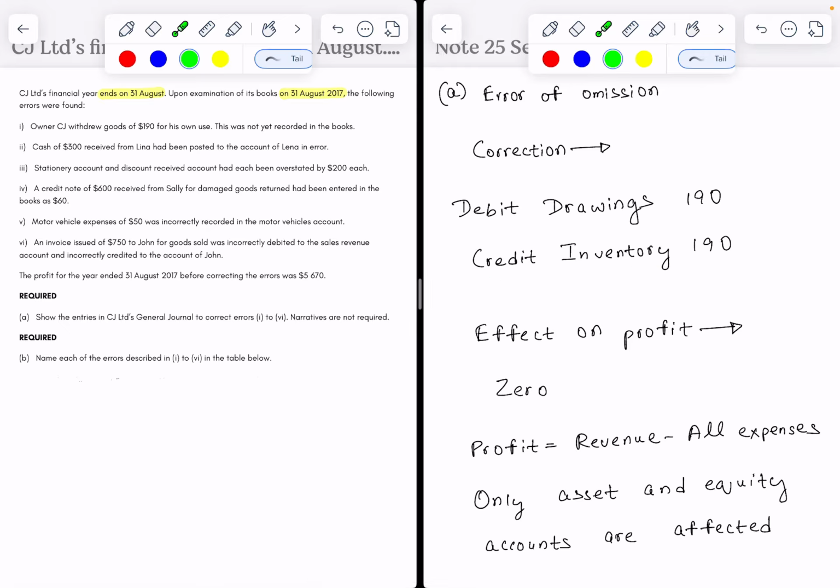It is 0 because profit can simply be calculated by taking your revenue and subtracting all the expenses. Now, in this correction, which we have just done, no expense or revenue accounts were affected. Only the asset and equity accounts are affected. The asset account being the inventory account, which went down in value by 190, and the equity account being the drawings account, which also is an increase in drawings, but indirectly it also relates to a reduction in owner's equity. Okay? All right. So therefore, the effect on profit is 0.